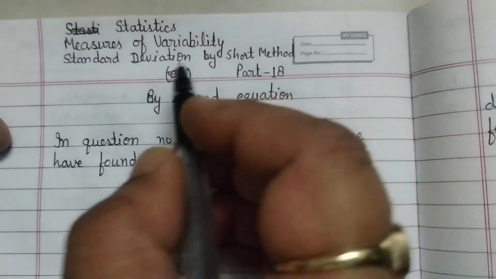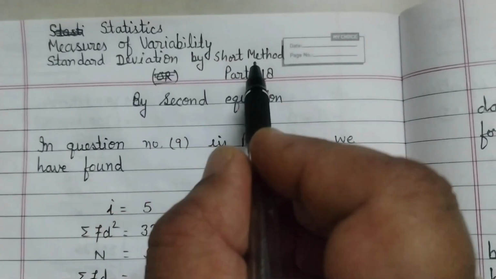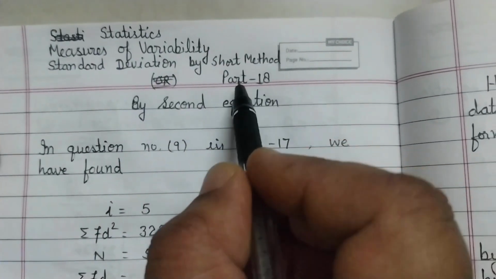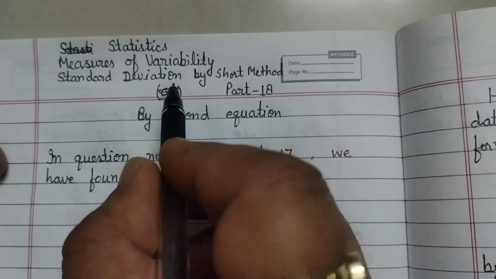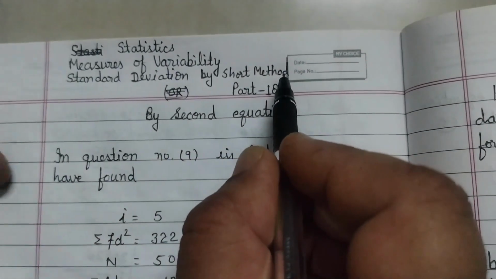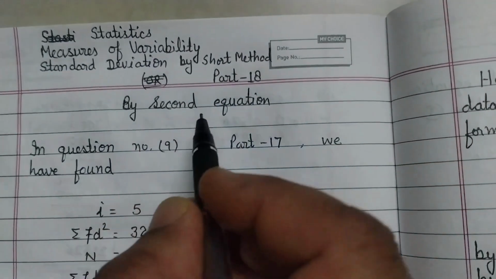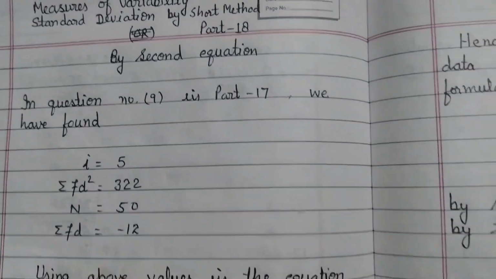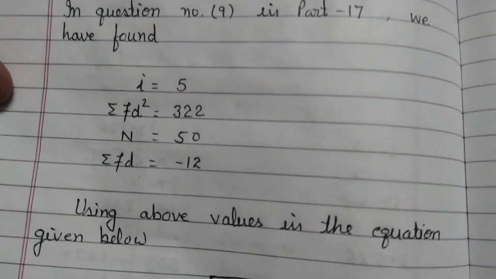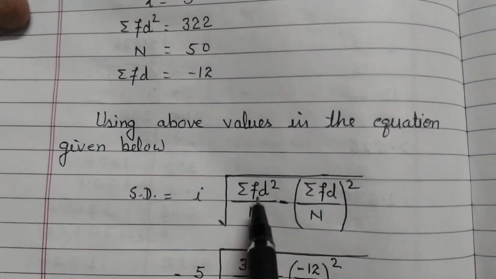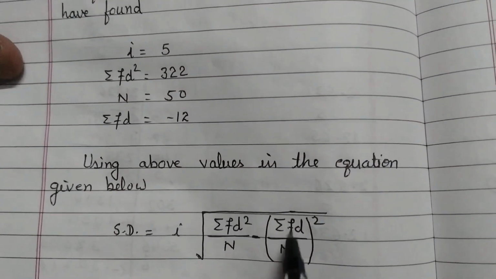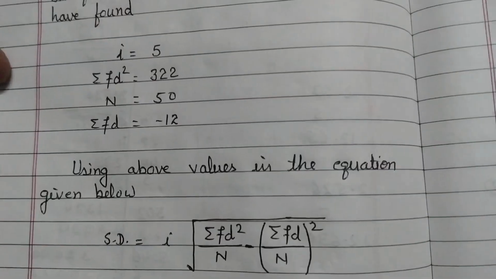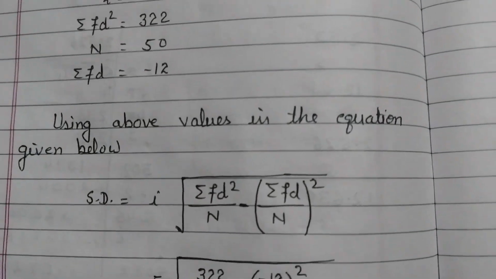Measures of variability, standard deviation by short method. This is part 18, and in this part I have covered the standard deviation by short method for ungrouped data by the second equation, and this equation is written here: SD is equal to I under root summation FD square by n minus within bracket summation FD by n whole square. This equation I have to use.